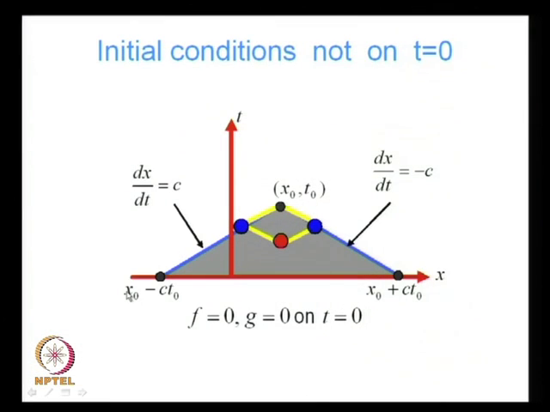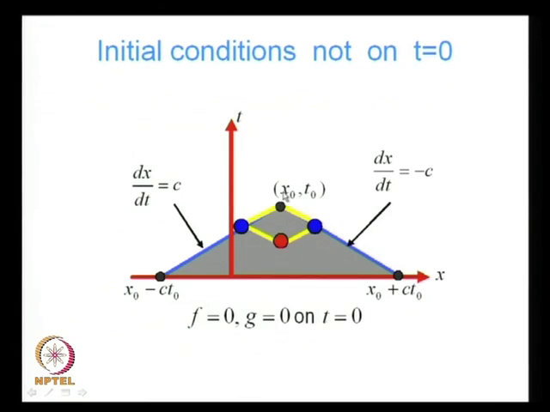When the initial conditions are prescribed at time t equal to 0, then the solution depends on the part of the t equal to 0 axis which lies between these two lines with slope plus c and minus c. So, all the initial information in this part of the domain, within these two black dots, can affect the solution here.